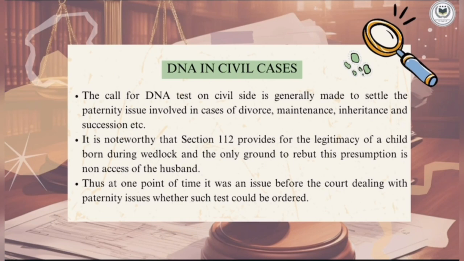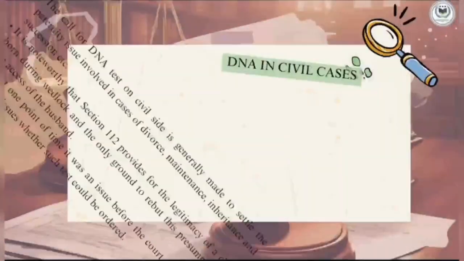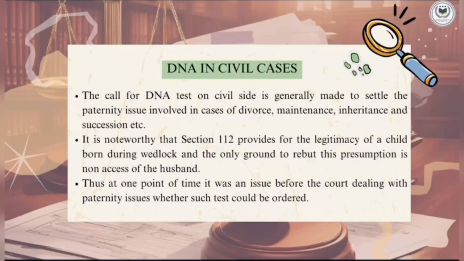Section 112 of the Indian Evidence Act assumes the legitimacy of a child born during wedlock, establishing a presumption that the husband is the father. The only way to challenge this presumption is to prove non-access of the husband during the time of conception. DNA tests are sometimes required to settle disputes when the legitimacy of the child is questioned.